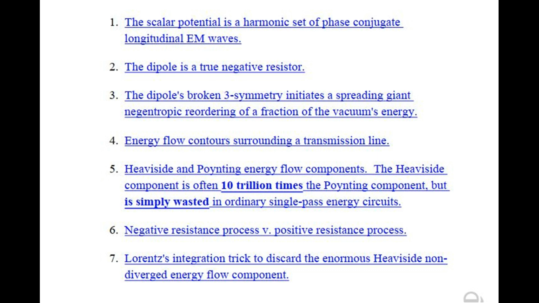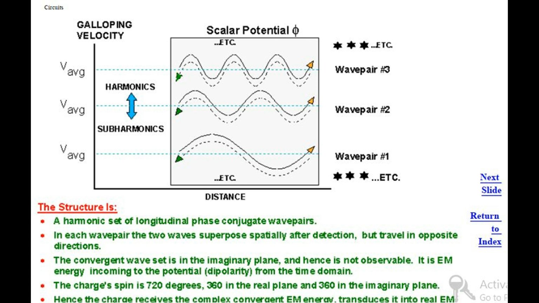The structure is a harmonic set of longitudinal phase conjugate wave pairs. In each wave pair the two waves superpose after detection, but travel in opposite directions. The convergent wave set is in the imaginary plane, and hence is not observable. It is electromagnetic energy incoming to the potential, dipolarity, from the time domain. The charge's spin is 720 degrees, 360 in the real plane and 360 in the imaginary plane.